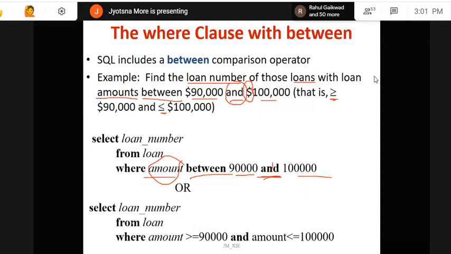The same query you can write using greater than or equal to and less than or equal to. Select loan number from loan where amount greater than or equal to 90,000, including 90,000, and amount less than or equal to the upper value. Before each of these, you require the attribute name: amount greater than or equal to and amount less than or equal to. Remember this. So this is about the between clause.